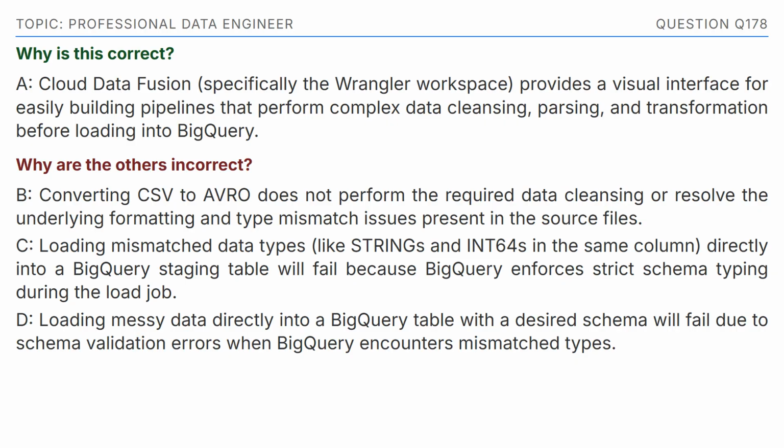C. Loading mismatched data types, like strings and int64s in the same column, directly into a BigQuery staging table will fail because BigQuery enforces strict schema typing during the load job. D. Loading messy data directly into a BigQuery table with a desired schema will fail due to schema validation errors when BigQuery encounters mismatched types.